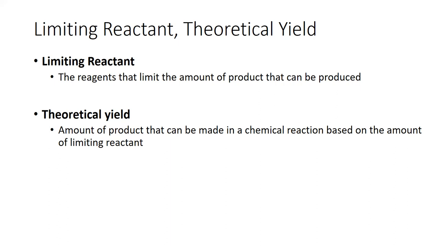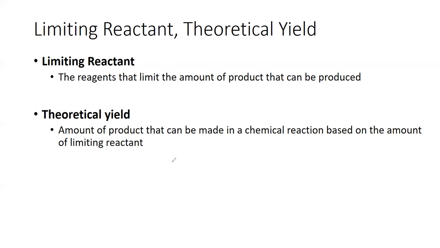Limiting reactant. In a chemical equation, a limiting reactant is the reactant that runs out first. A theoretical yield is if you use everything you could, how much product would you get? I'm going to skip ahead here. Okay, so I'm going to explain this in terms of pizza because every chemistry book does.